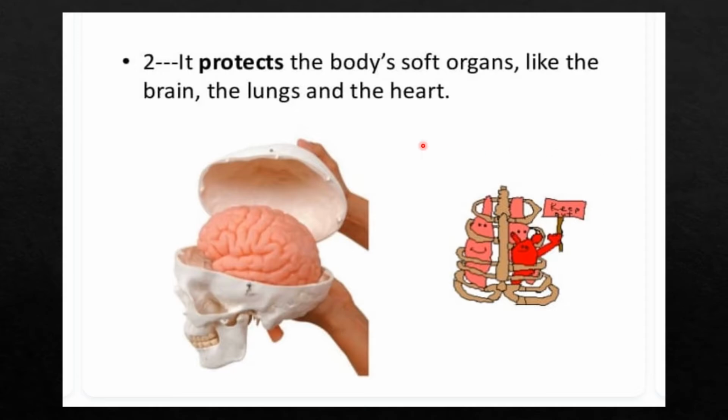It protects the body's soft organs like the brain, the lungs, and the heart. The skull protects the brain like this. You can see this is the skull. And the rib cage protects the lungs and the heart.